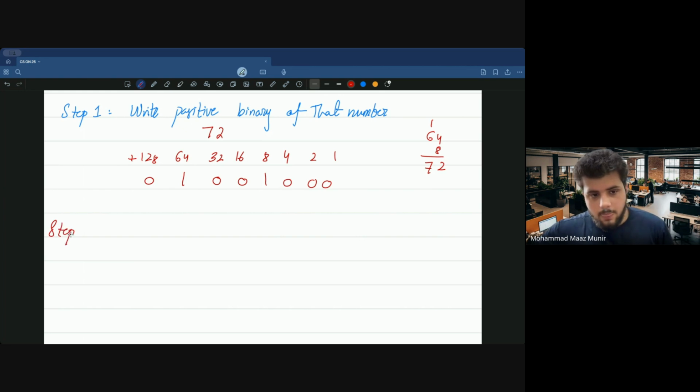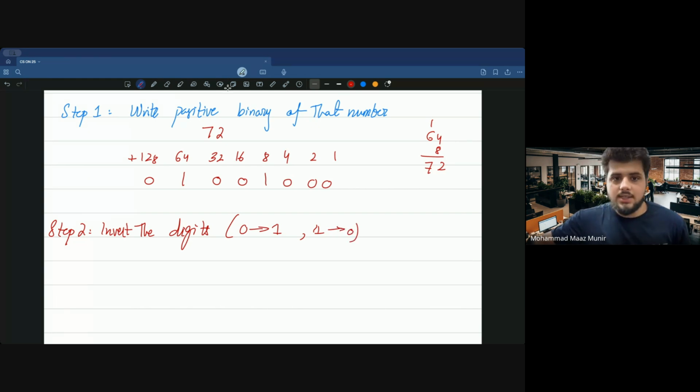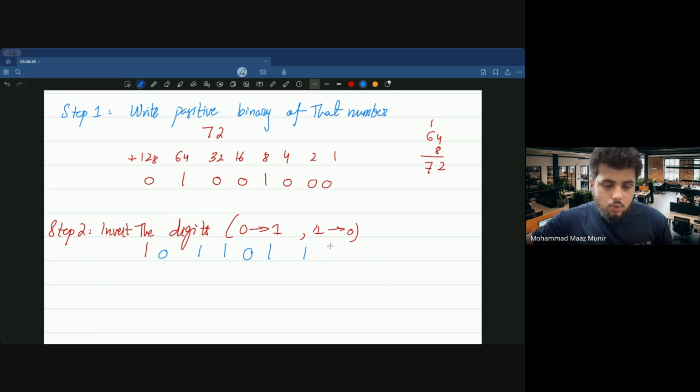Step 2. Invert the digits. What do I mean by invert the digits? By invert the digits, I basically mean shift 0 to 1 and 1 to 0. Let's say we have 0, 1, 0, 0, 1, 0, 0, 0, right? So let's shift this 0 to a 1, this 1 to a 0, this 0 to a 1, this 0 to a 1, 1 to a 0, and then 1, and this 0 to a 1, this 0 to a 1. So what did I do?